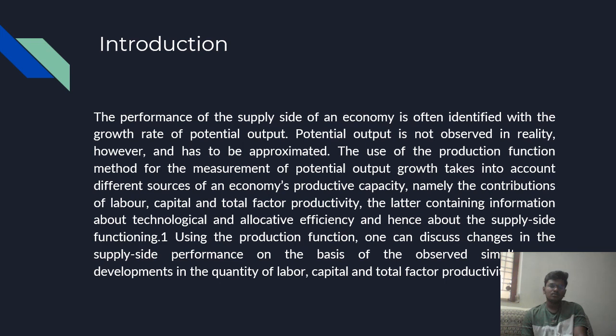Introduction. The performance of the supply side of an economy is often identified with the growth rate of potential output. Potential output is not observed in reality. However, it has to be approximated. The use of the production function method for the measurement of potential output growth takes into account different sources of an economy's productive capacity, namely the contributions of labor, capital, and total factor productivity, the latter containing information about technological and allocative efficiency and hence about the supply side functioning.